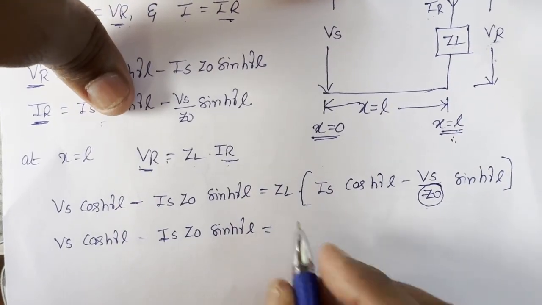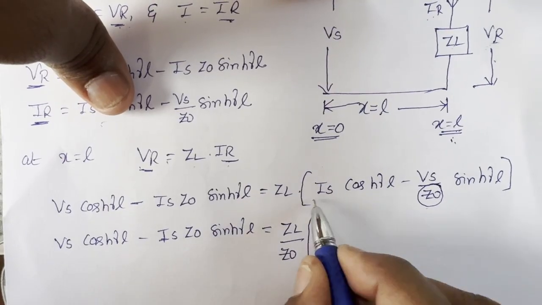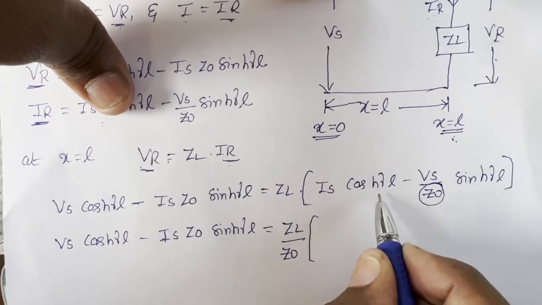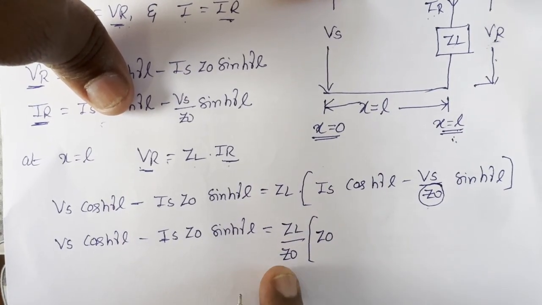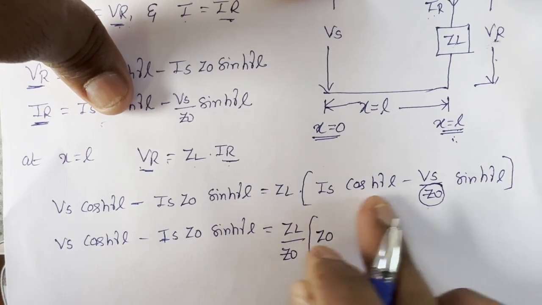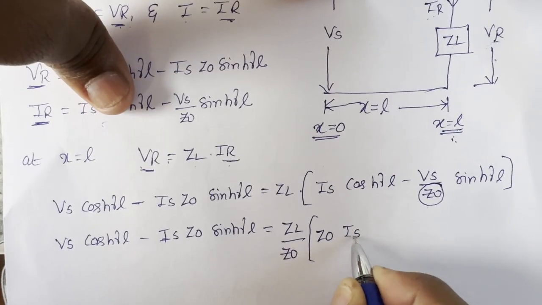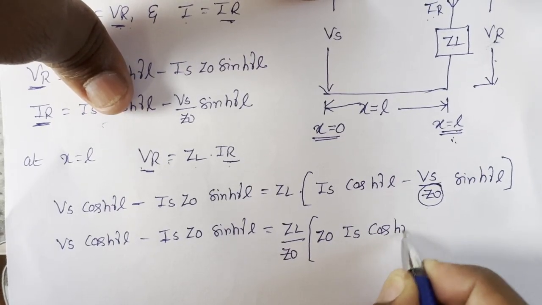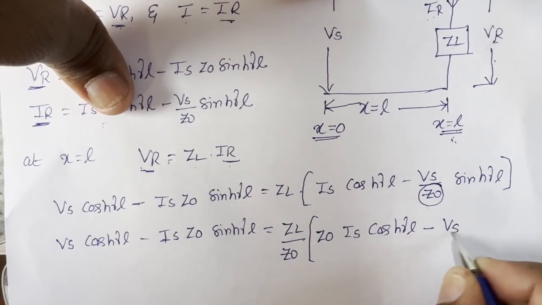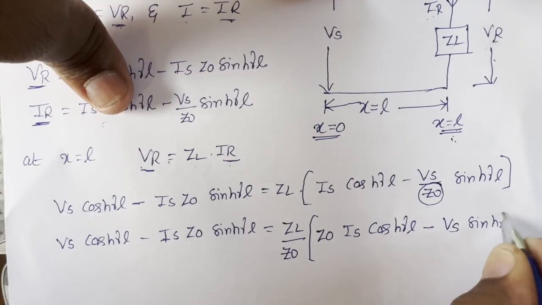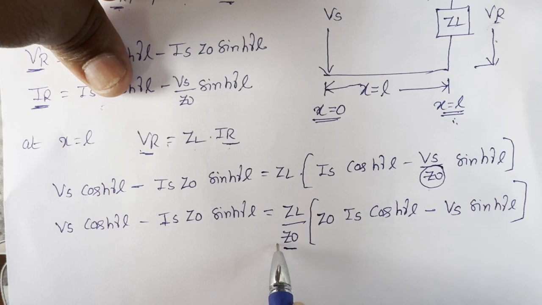I am taking Z naught as a common, so ZL by Z naught into, here there is no Z naught term to get a common, so I am multiplying here Z naught. So Z naught will get cancelled and the rest of the same terms will be here. So, Z naught into Is cosh γL minus Vs sinh γL. Now I am taking this Z naught to this side.